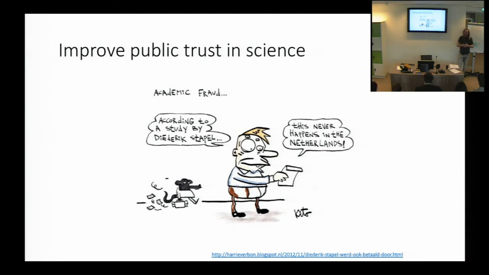So it became quite clear that if we want to continue with the neuroscience and the neuroimaging research here, we better make sure that doesn't happen again. Here it says, according to a study by Diederik Stapel, this never happens in the Netherlands. I'm pretty sure that at this moment we might not have the type of fabrication of data that Stapel did, but I'm pretty sure that we're making errors, that we're making mistakes. And I think mistakes are fine. We should just be able to find those mistakes and correct them. So I think we should not have a witch hunt for people that are doing false things. We should just see whether we can improve science in a positive way.